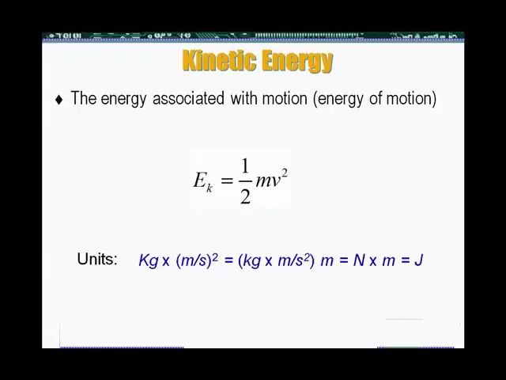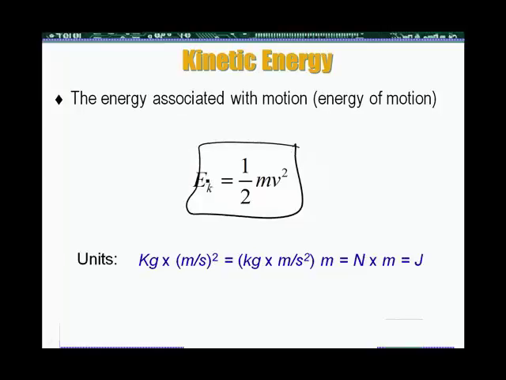In this recording, we'll define some types of energy that are used quite often in dealing with motion. First, let's start with kinetic energy, or the energy associated with motion. Remember, the word kinetic means motion. By definition, kinetic energy is just 1/2 of mv squared.